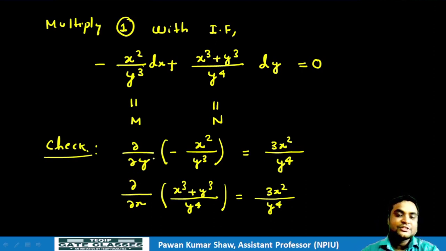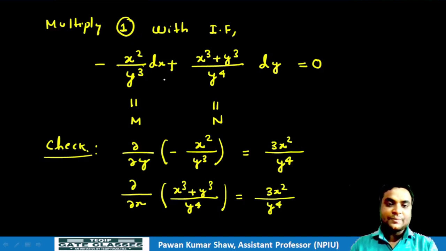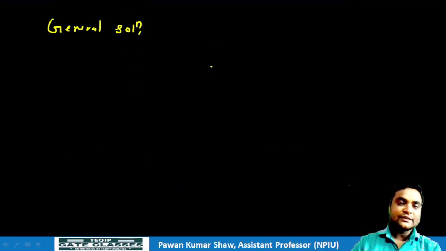So from here we can check that the updated differential equation that has been formed is exact after multiplying with our integrating factor 1 by y to the power of 4. Now we can write the general solution. If the equation becomes exact, then we can write the general solution. So here, what is updated M? Our updated M is x square by y cube with a minus sign, and updated N is x cube plus y cube divided by y to the power of 4. So we can write the general solution.